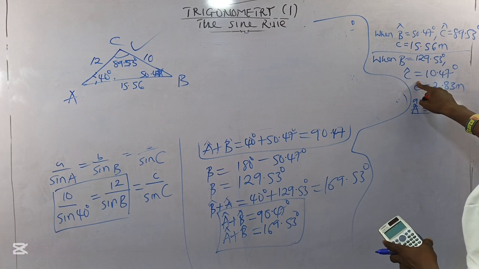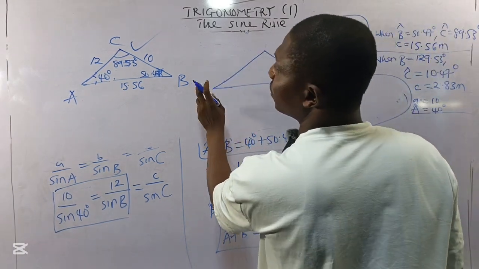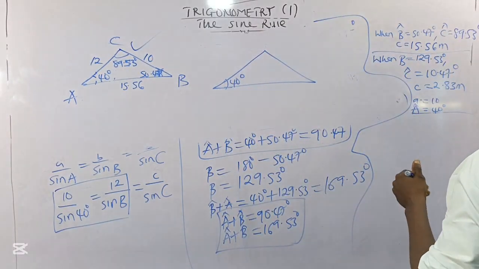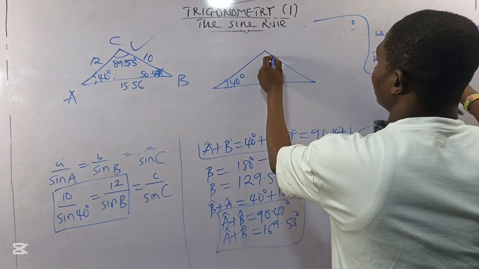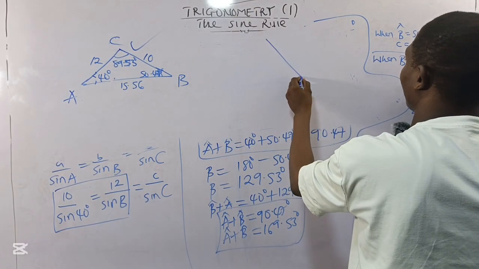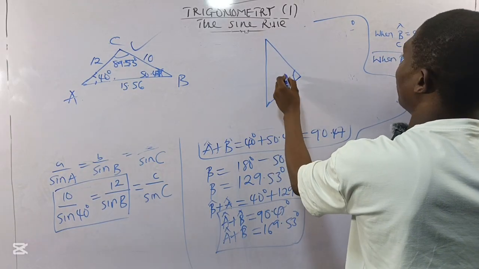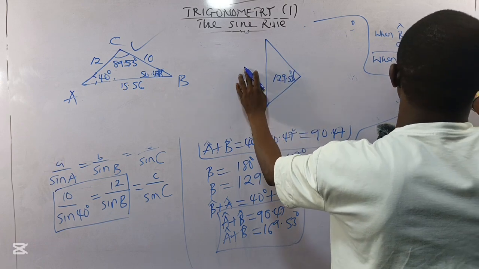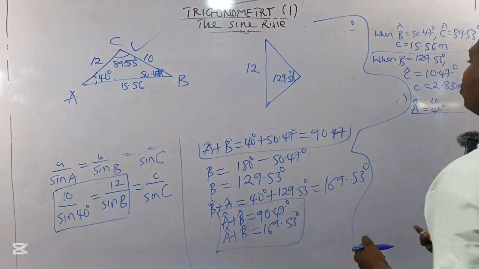For the other case, remember my 40 degrees is constant for all. I have my A as what? 40 degrees. What's my B this time? My B this time happens to be the biggest angle. I can put it here, or if I don't want to put it here, let me redraw it and come in this form. This is 129.53 what? Degrees. And the side B is what? 12. The side does not change.